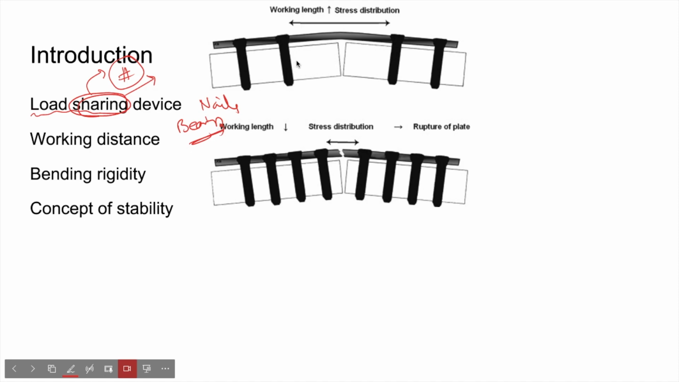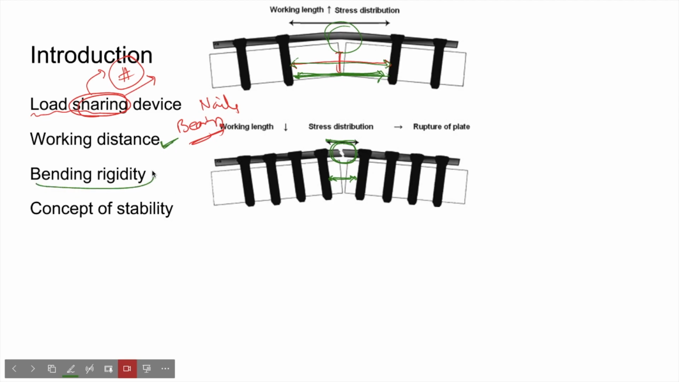The next concept that we should understand is the working length concept. The greater the working length, the more the stress distribution and the less common the fracture failure. The lesser the working distance, the less the stress distribution, and therefore the plate may fail more easily. This is why working distance is very, very important.